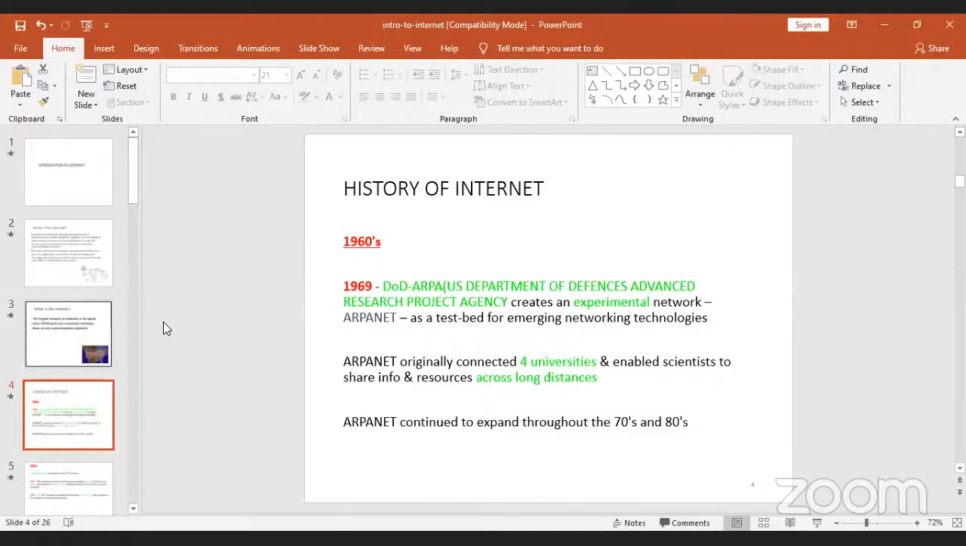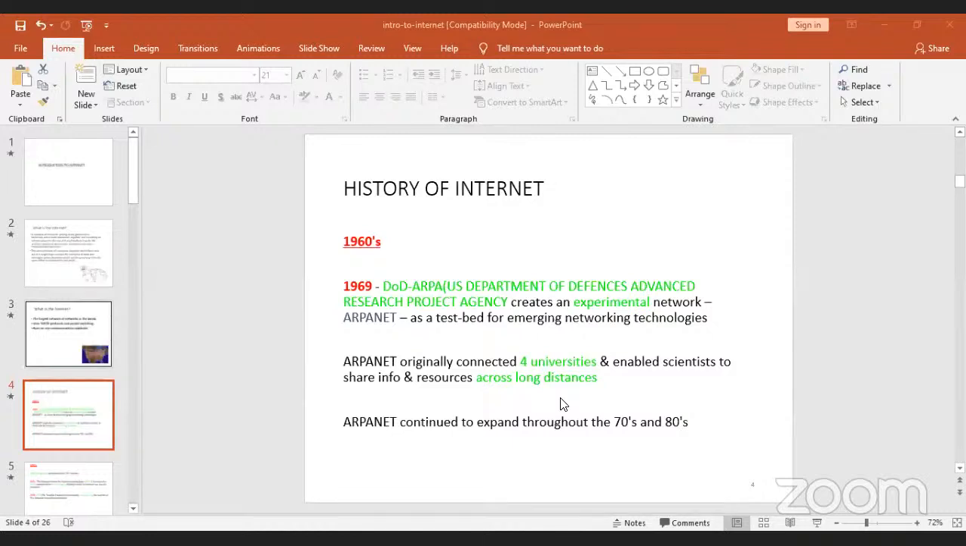So originally, the ARPANET connected just four universities. That means a mainframe computer in one university, another university, and the other universities. So the ARPANET connected four universities together and enabled scientists to share info and resources across long distances. What was in use at that time were mainframe computers, very big computers, about the size of a whole room. So that was where the network began.